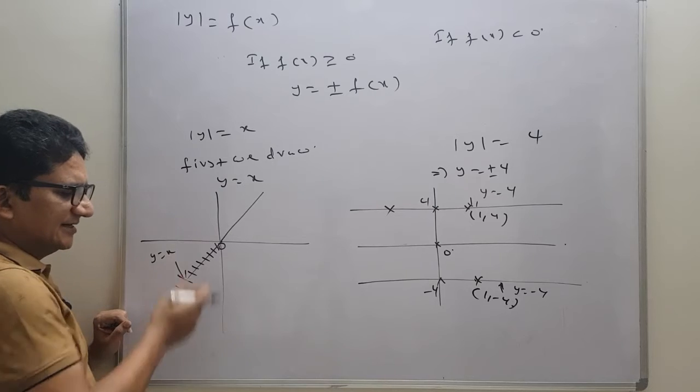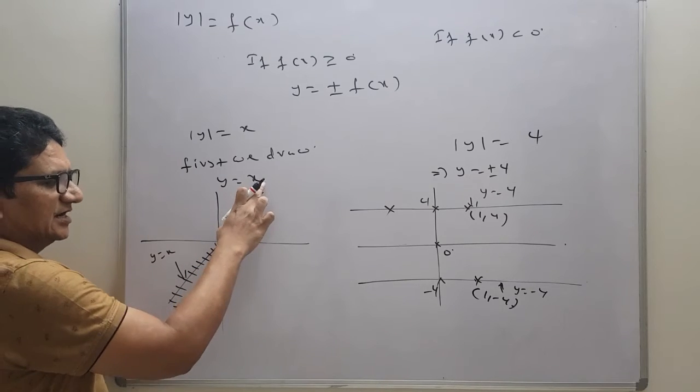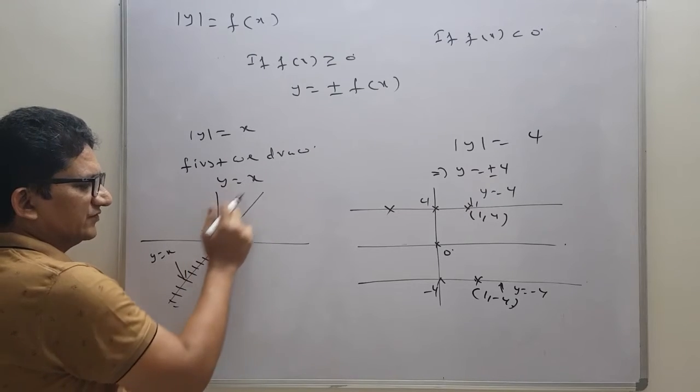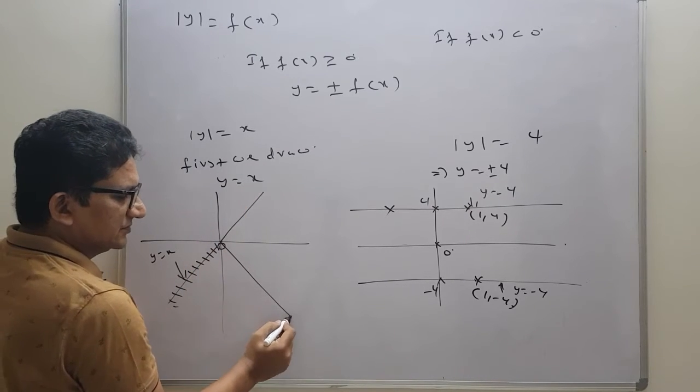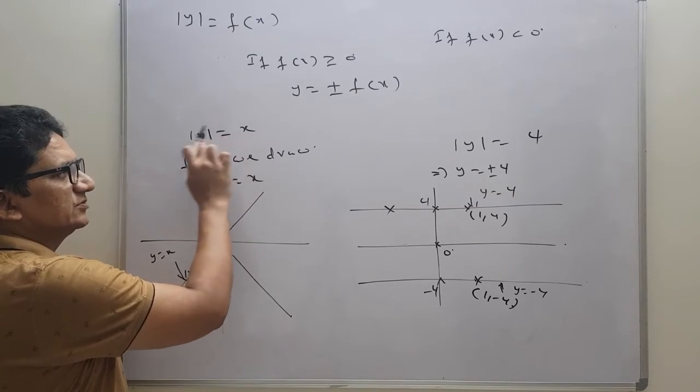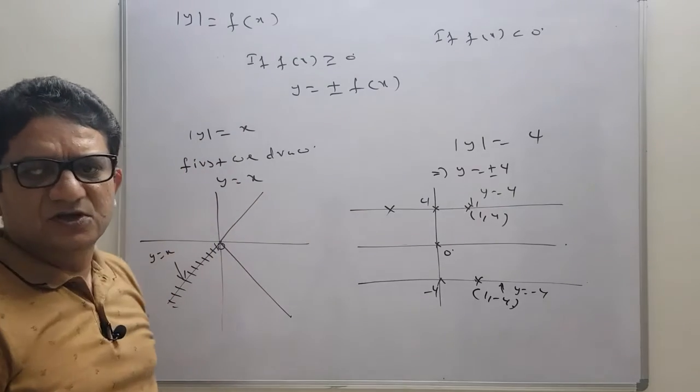So this indicates that we are neglecting this graph and taking the reflection above the x axis. So whatever graph is there, you take its reflection. So this is the graph. These two together can be called modulus of y equals to x.